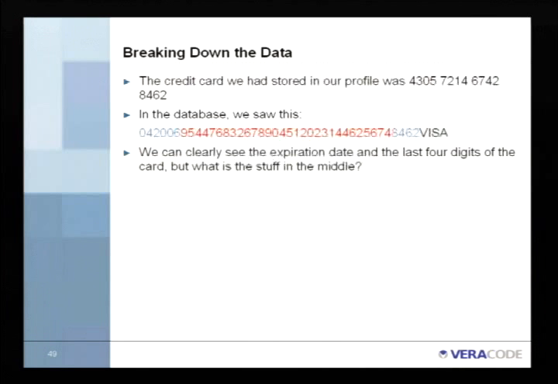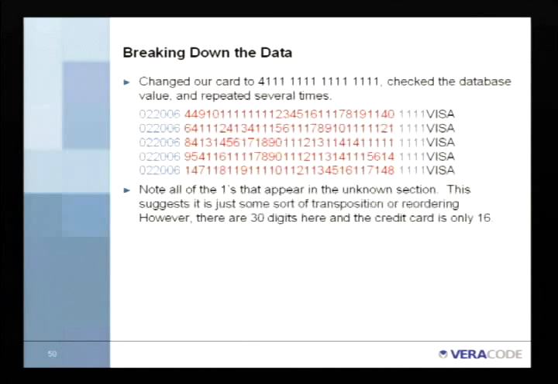So we want to figure out kind of what that is. We changed our card number to 4 and all ones, which is great because that's sort of the simplest form of the credit card number that still passes the check, and it's what all the applications typically use with testing.